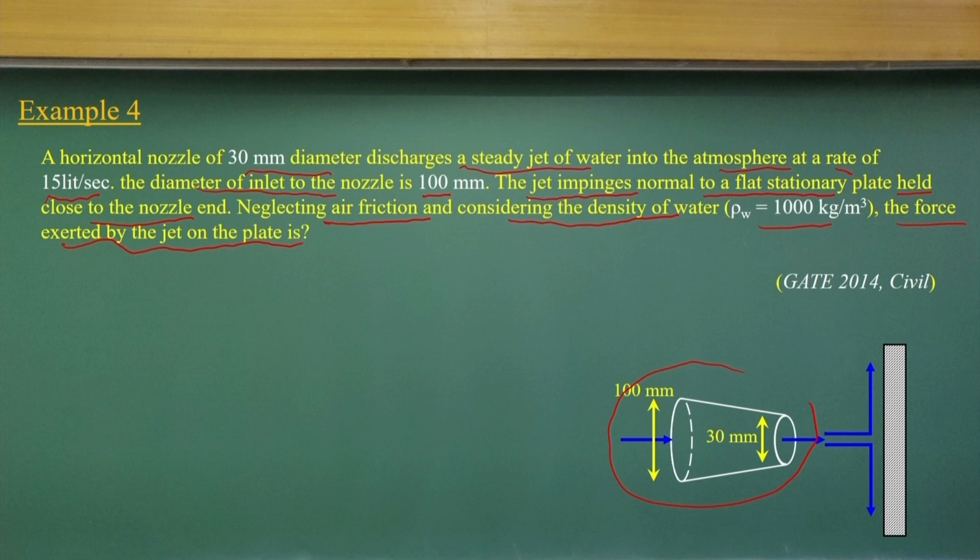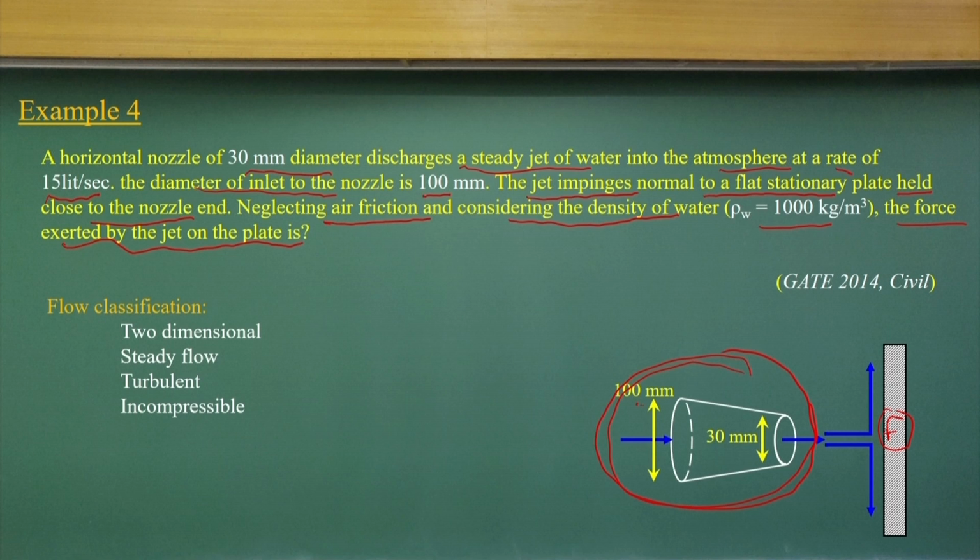This problem is exactly the problem of example 3, only with these components. There is one nozzle which reduces the diameter from 100 millimeters to 30 millimeters. Because of that, there is a change of velocity, and that velocity impinges here, and we find out the force acting on it. The problem is exactly similar to what we discussed in example 3, only there is a nozzle.